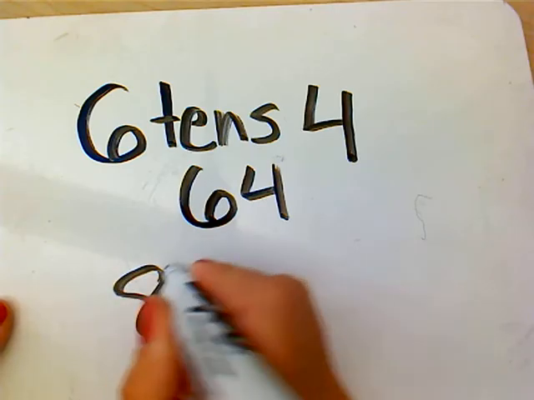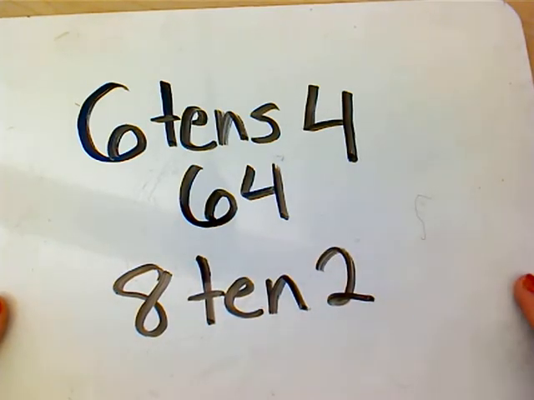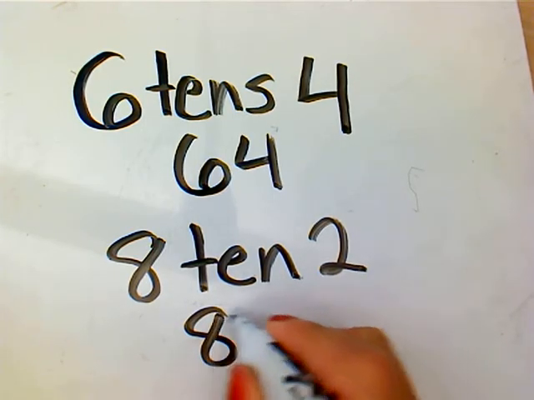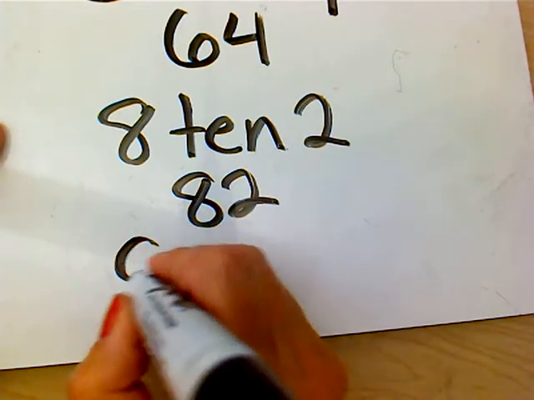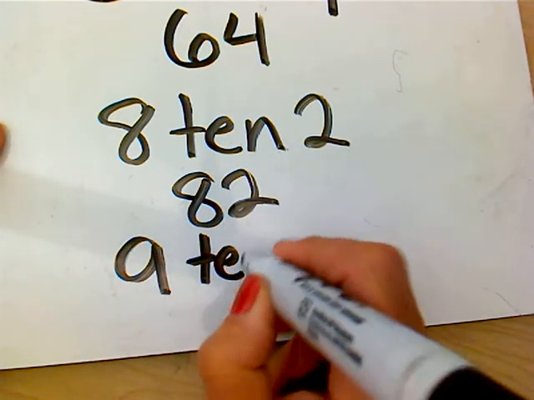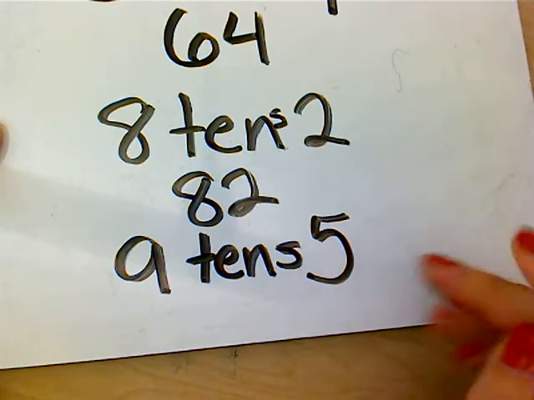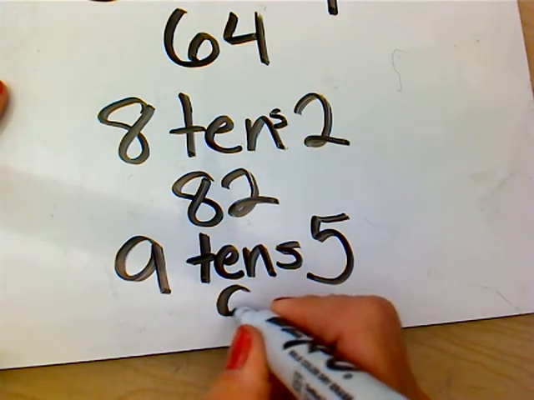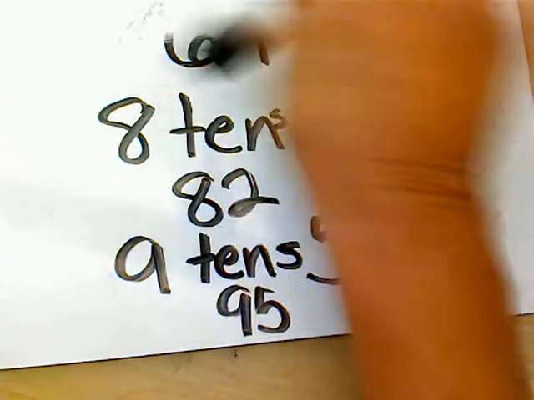How about 8 tens 2? On the count of 3, 1, 2, and 3. Did you say 82? If you did, congratulations. Let's try another one. Let's do 9 tens, oops, I left my S off of that tens. 9 tens 5. On the count of 3, 1, 2, and 3. Did you say 95? If you said 95, congratulations. I think we're getting really good at writing numbers the 10 way.